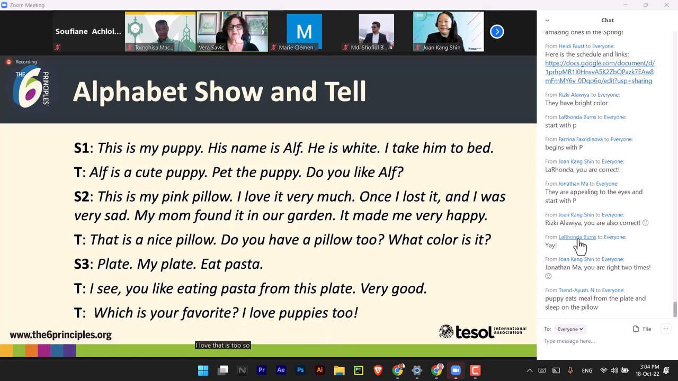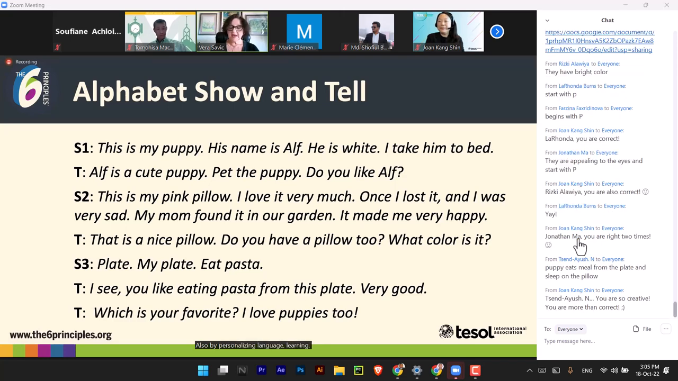So the teacher has applied all the six principles in teaching this age group, but this activity specifically focuses on principle three, design high quality lessons for language development. To support comprehension and learning, the teacher uses a variety of sources of input, such as visual, tactile, and auditory. Also, by personalizing language learning and contextualizing language input and production, the teacher enhances comprehension and memorization.